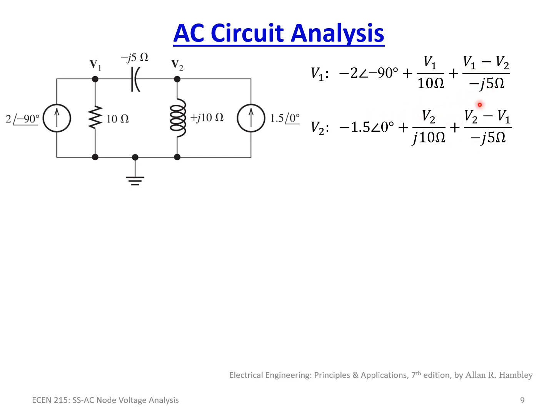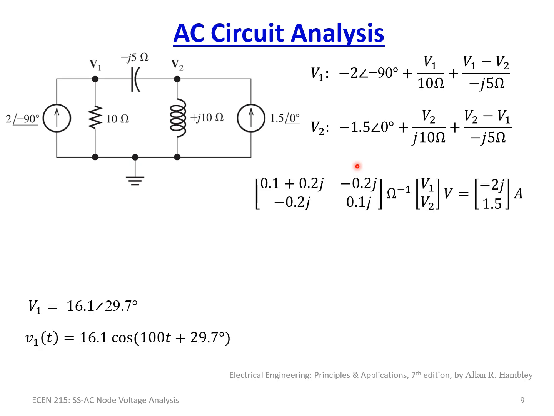And then we just follow the math through, and we end up with 0.1 plus 0.2J, minus 0.2J. Then for the second row, we have minus 0.2J and then 0.1J. So you multiply V1 here, we get 0.1 plus 0.2J for V1, add that to the minus 0.2J for V2, and so on and so forth for the second row, and that must equal minus 2J because of this right here.